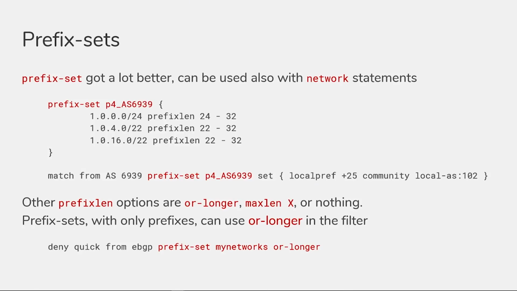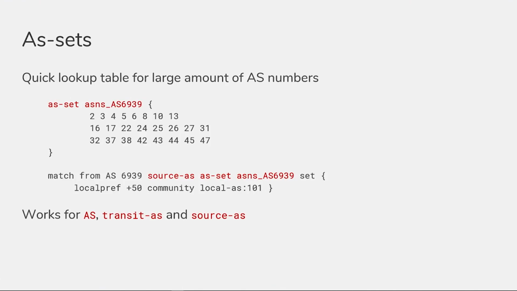And if you don't have any prefix length settings in there, then you can also move the "or longer" outside and just say, I have my networks in a prefix set, so all my announcements, and I can say deny from eBGP my networks or longer. If somebody's sending anything that should be mine, I don't take it. So that's prefix sets. AS sets are very similar, an array of AS numbers that you can use. It looks quite similar.